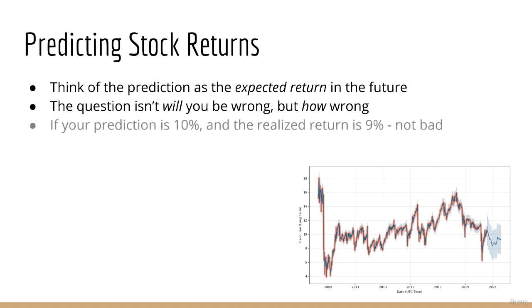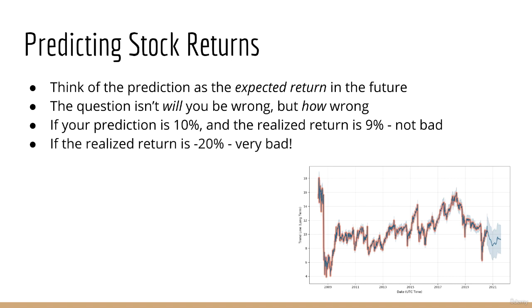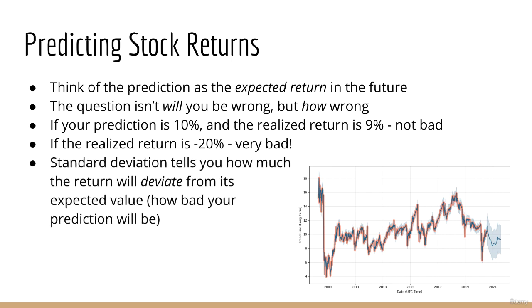Suppose that I predict my expected return will be 10%, but let's say the realized return is 9%. In this case, that's not so bad. But what if I predict my expected return will be 10% and the realized return is minus 20%? Now that is very bad. As you know, the standard deviation characterizes how far away the samples of a random variable can deviate from its mean. And so you can see there's a direct relationship between that statistical concept and this financial concept of how bad your prediction of the return will be.